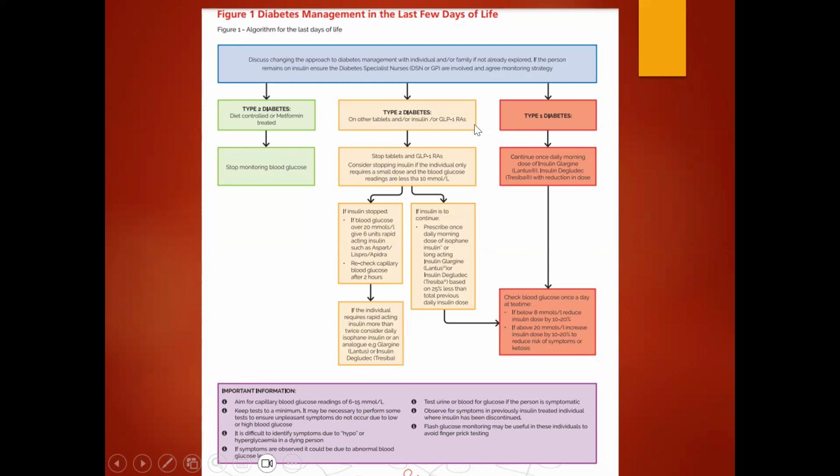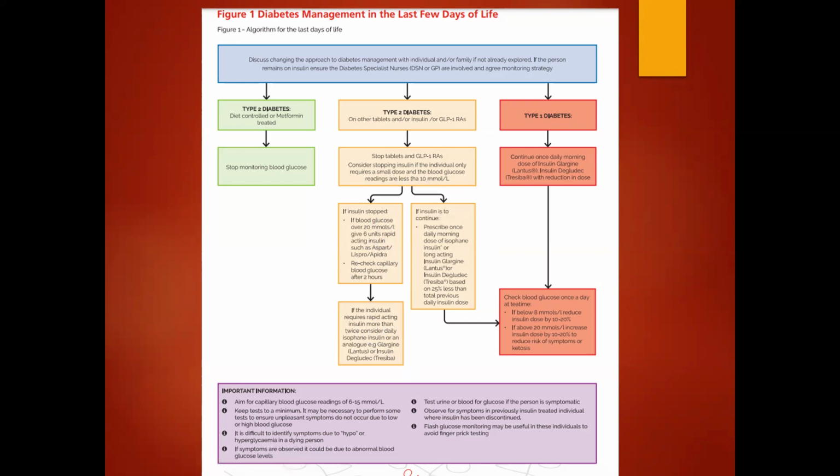What about patients with type 2 diabetes on other tablets other than metformin and or insulin and or GLP-1 receptor agonist? You should consider stopping all the tablets and the GLP-1 receptor agonist. Consider stopping insulin if the individual only requires a small dose and the blood glucose readings are all less than 10 millimole. If the insulin is stopped, if blood glucose is over 20 millimole, give 6 units of rapid-acting insulin such as Aspart, Lispro, Apidra. Recheck blood glucose after 2 hours. If the individual requires more rapid-acting insulin more than twice, consider daily isophane insulin or long-acting insulin like glargine or degludec.